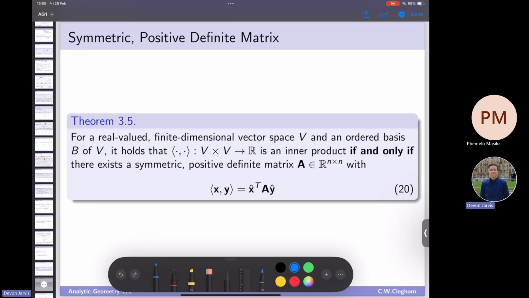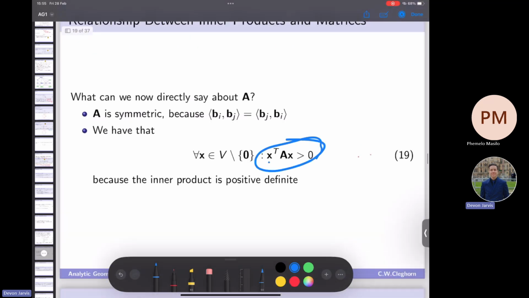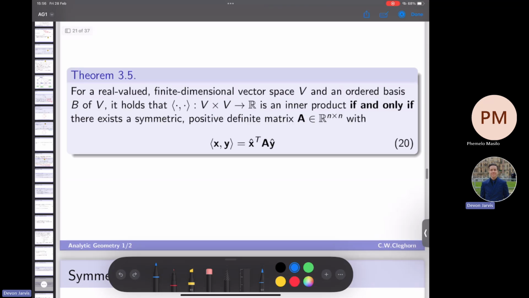And so for a real-valued finite dimensional vector space V and an ordered basis B of V, it holds that this mapping is an inner product if and only if there exists a symmetric positive definite matrix A defined such that that is your inner product. Okay, so only if we can represent the mapping itself as a matrix that is symmetric and satisfies this property will we be able to call that an inner product.